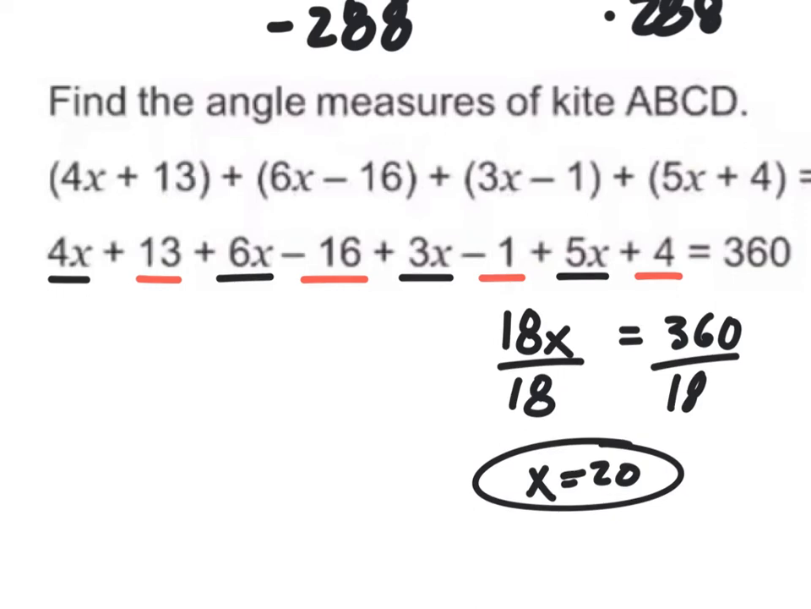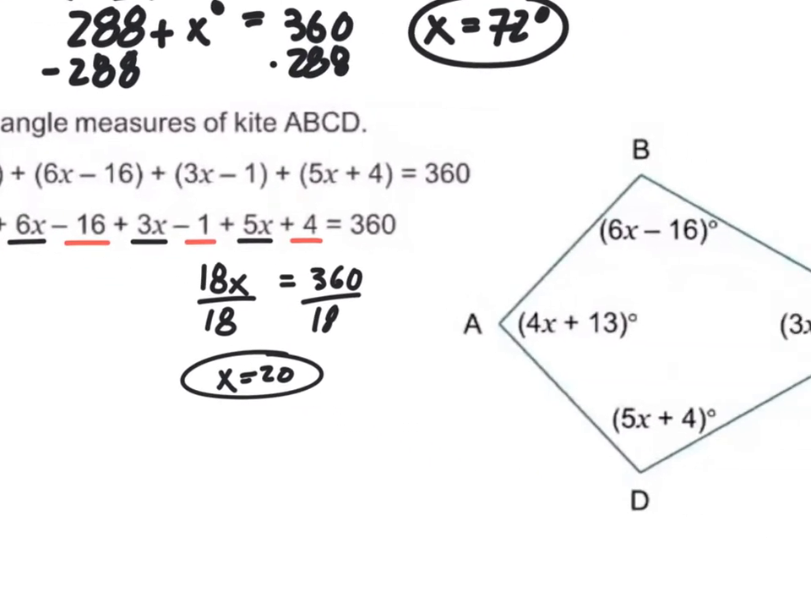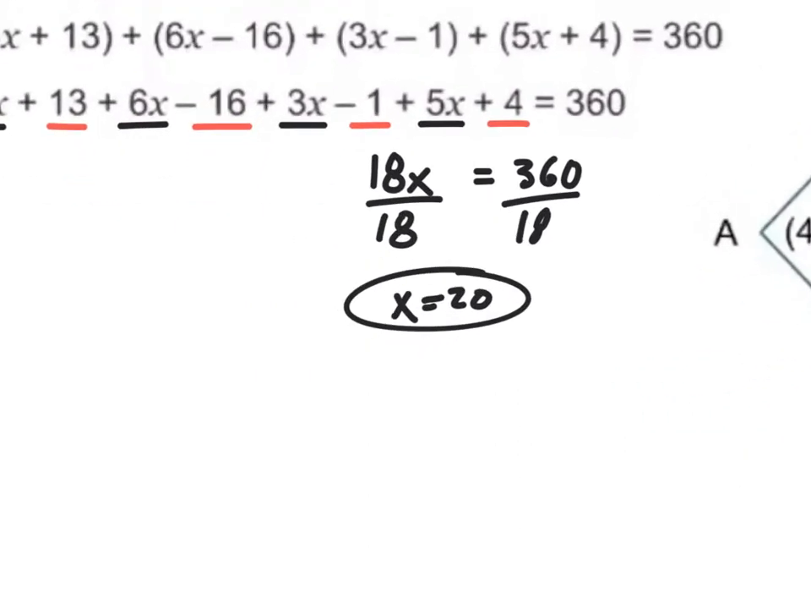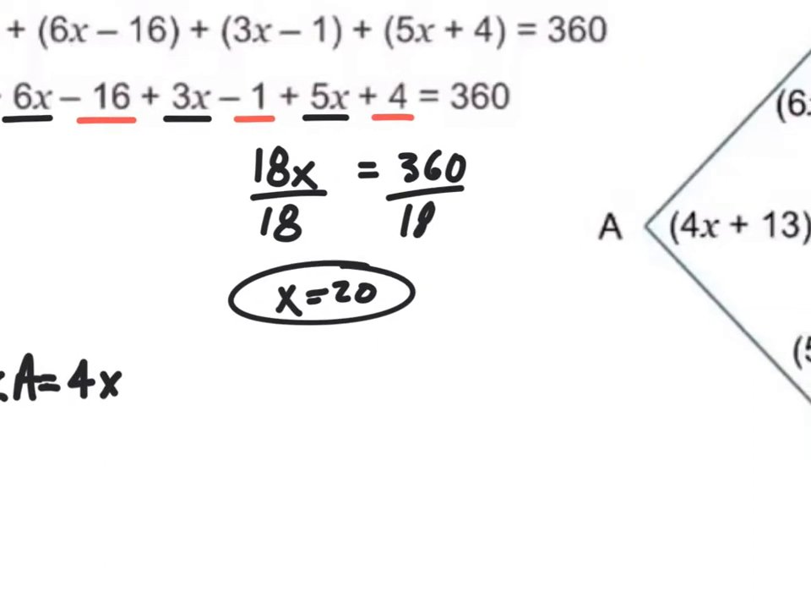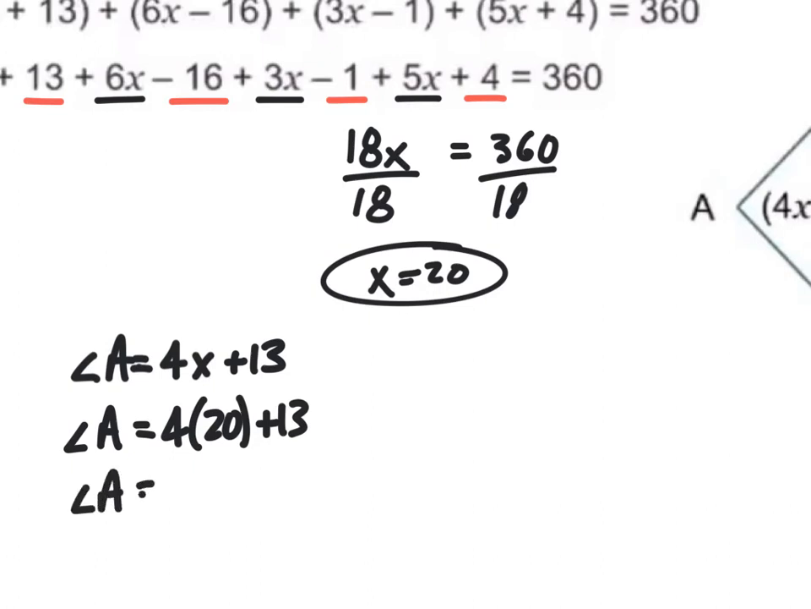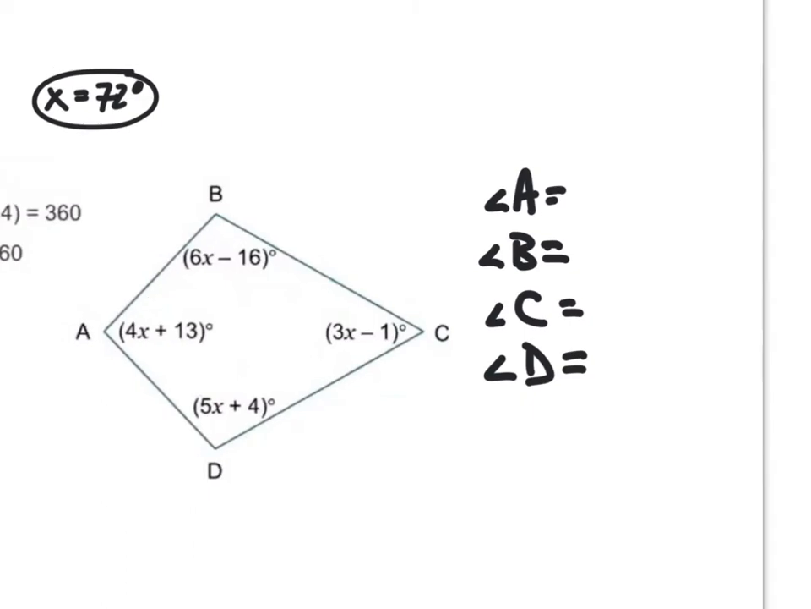So we're not done. We still have to find all the angle measures over here. So let me do some work down here. Let's first take a look at angle A. Angle A is equal to 4 times x plus 13. Now I'm going to substitute 20 in for x, so angle A is equal to 4 times 20 plus 13. That's 80 plus 13, so it gives you 93 degrees. I'm going to write that over here, that angle A is 93 degrees.